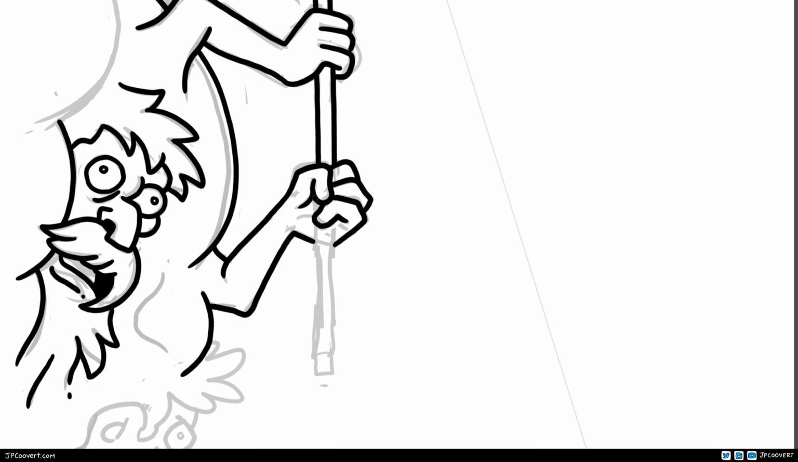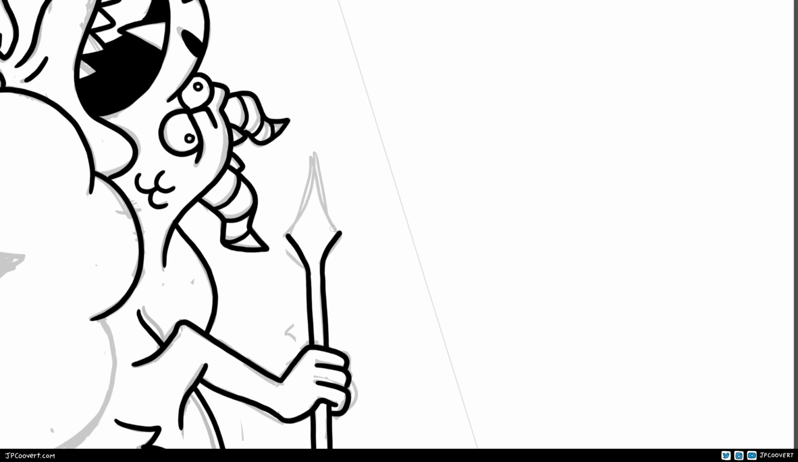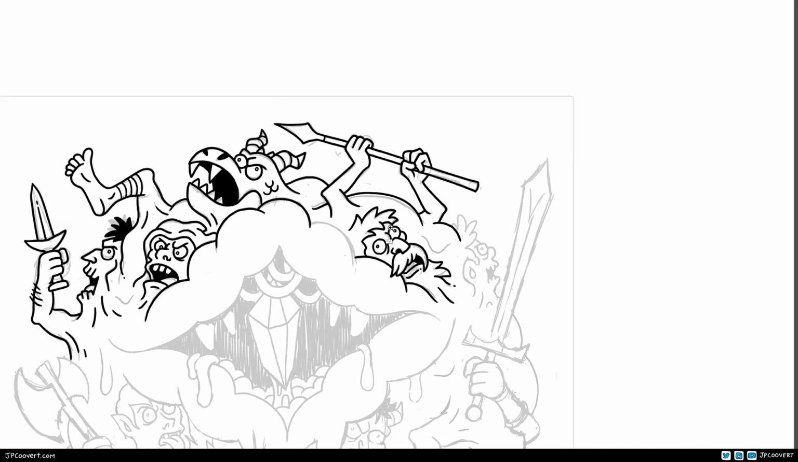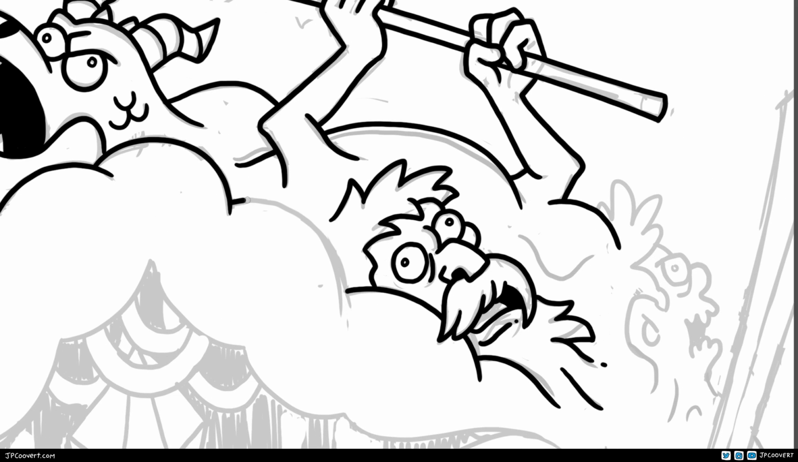Alright, and the fourth question is, what does this creature look like? Or I guess maybe the better question is, how would you as a dungeon master describe this creature? Not just what it looks like, but what does it smell like? What kind of noises does it make?